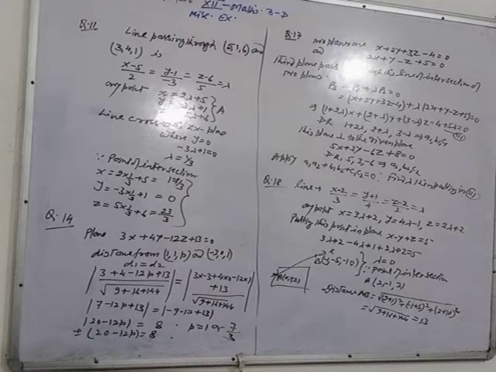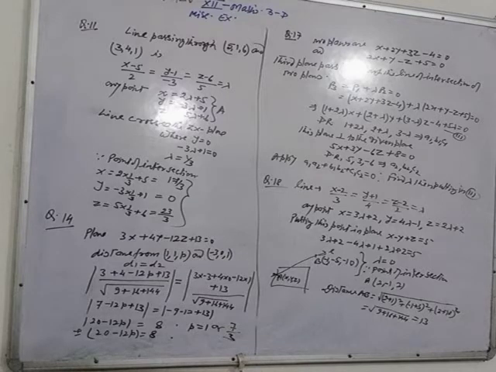Now see question number 14. There are 2 points which are equidistant from the given plane. So you can convert the plane into Cartesian form. If it is in vector form, you can convert it into Cartesian form. In place of r vector, you will write xi plus yj plus zk and then take the dot product. So you will get the Cartesian form. Okay, so 3x plus 4y minus 12z plus 13 is the plane.